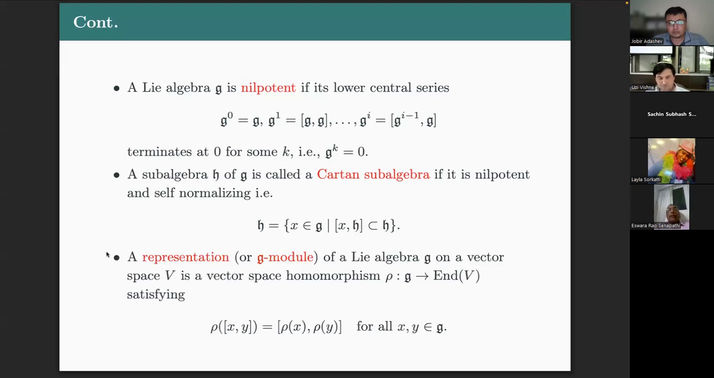And what is a representation? It satisfies the bracket operations. So note that it preserves the bracket operation. That is what a representation is. One of the fundamental problems in mathematics and representation theory is to classify representations of Lie algebras. Okay, so classify all the modules given some nice conditions.